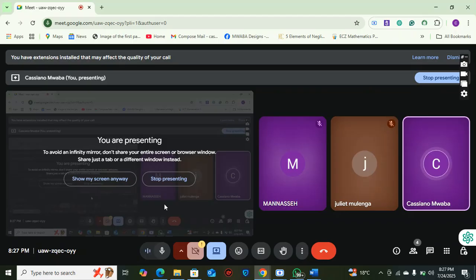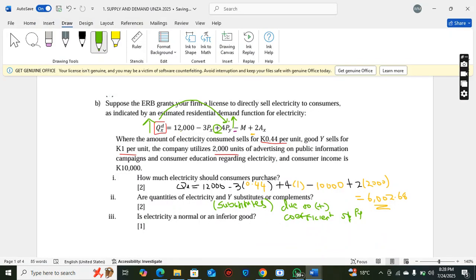Price of phones goes up, quantity demanded of screen protectors goes down. Price of phones goes down, people buy more phones. The more phones they buy, the quantity demanded of screen protectors will go up. So please remember this point. If there is a positive sign with the other good, like in this case, they will be substitutes, due to the positive coefficient. Have you seen? Due to the positive coefficient of PY, that's why we're saying they're substitute goods. If there was a minus here, we would have said they're complementary goods.